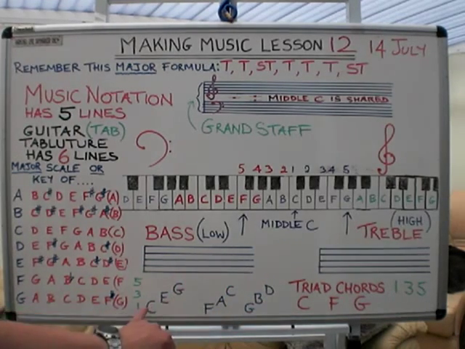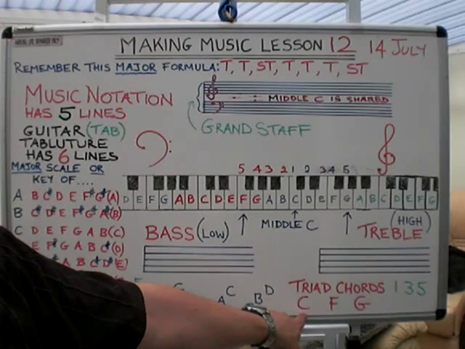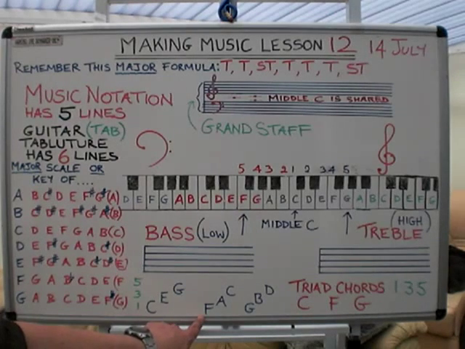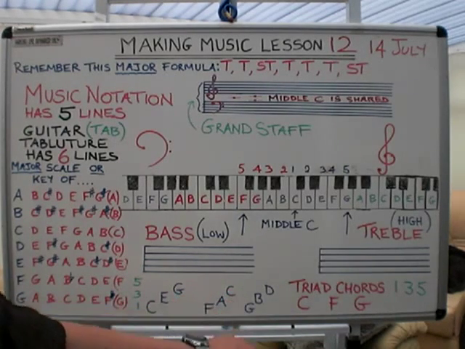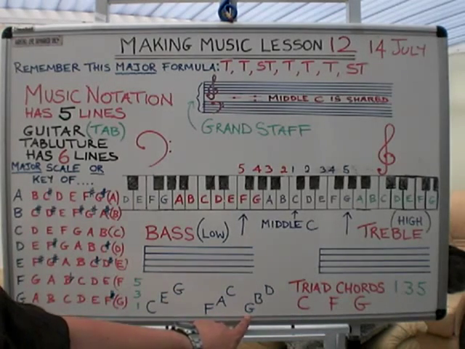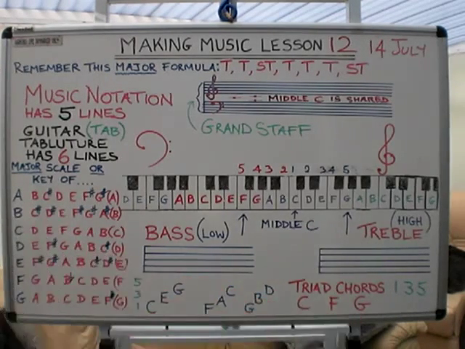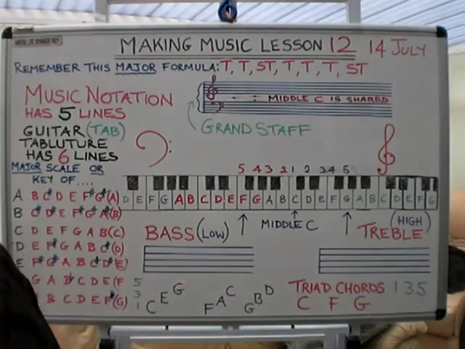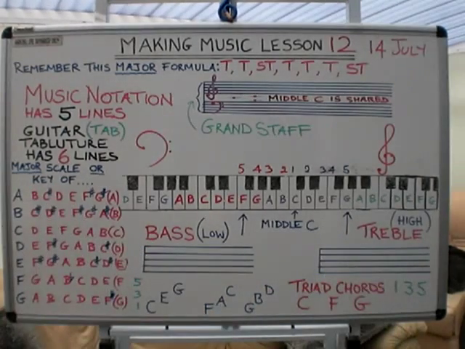Basically a C chord is made up of C, E, G, but we're just going to call it a chord of C. A chord of F is made up of F, A, C. We're just going to call it an F chord. And a G chord is made up of G, B, D. We're just going to call it a G chord. Triad chords, 1, 3, 5.